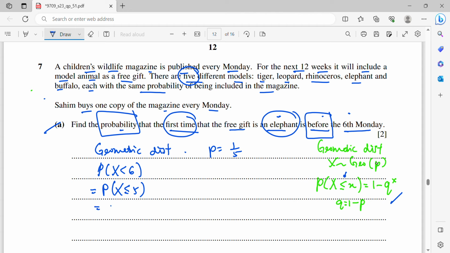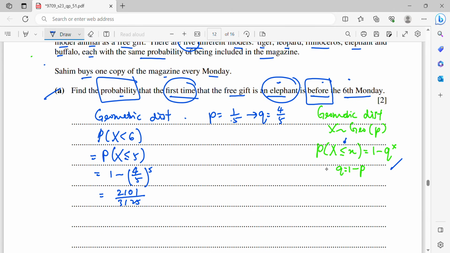Then here I will get 1 minus, so your p is 1 over 5. That means your q is going to be 4 over 5. Then I will write 4 over 5 to the power of 5. Then you will be getting 2101 over 3125. Or you can just leave your answer in decimal, which is 0.672, correct to 3 significant figures.